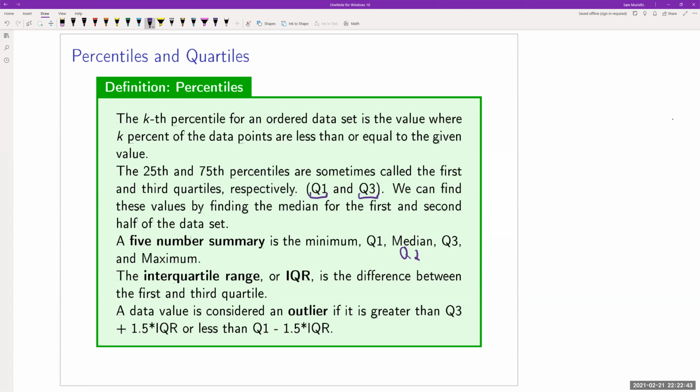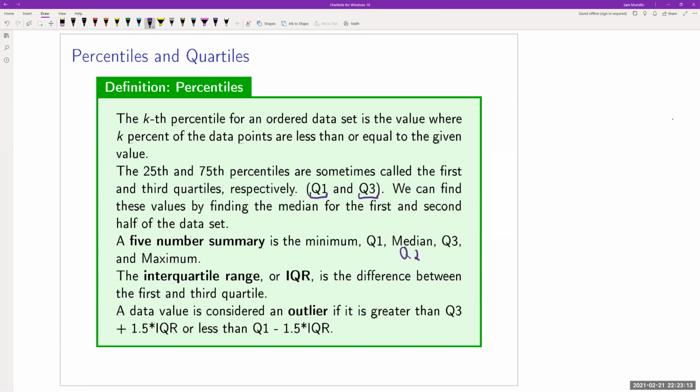The interquartile range is one measure of how large our data set is, how spread out it is. It's the difference between the first and third quartile. We've talked about the range before, which is the difference between the highest and the lowest data value, but the interquartile range can often be more telling because it is not affected if there are just a few significantly high or significantly low data values.